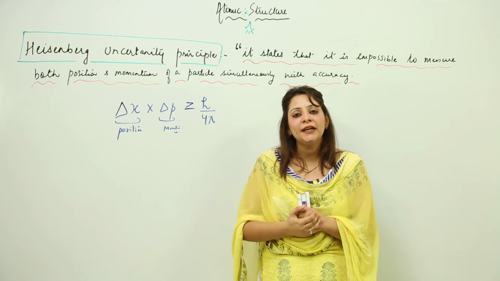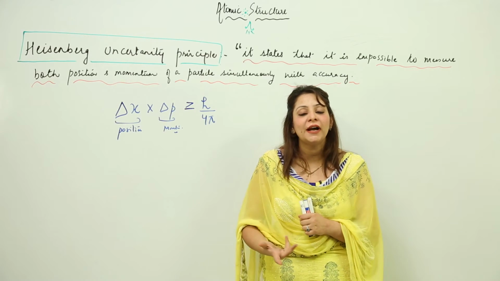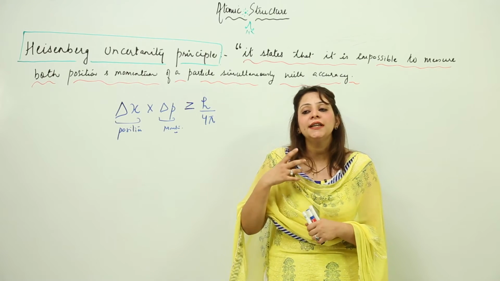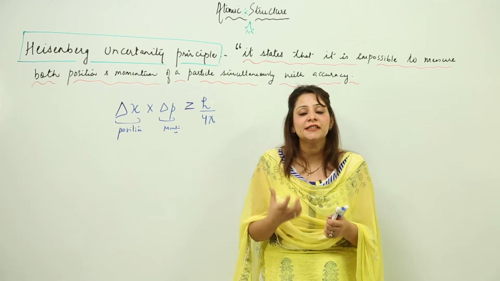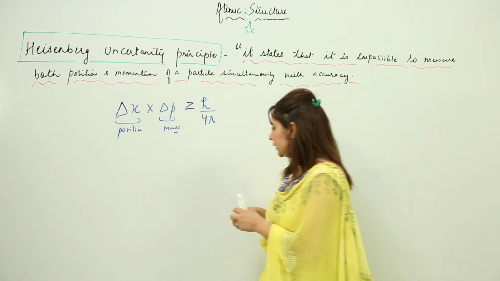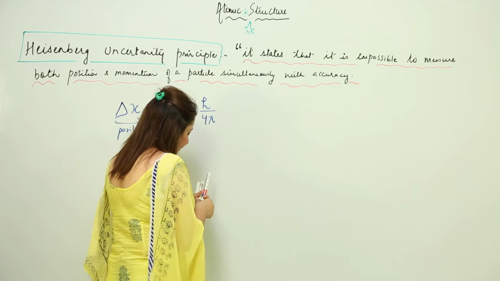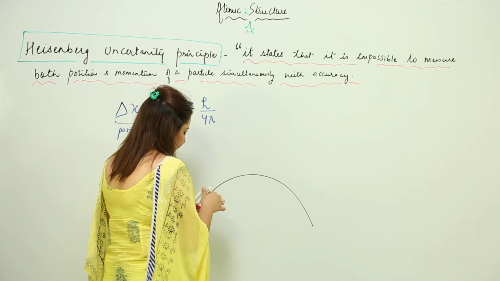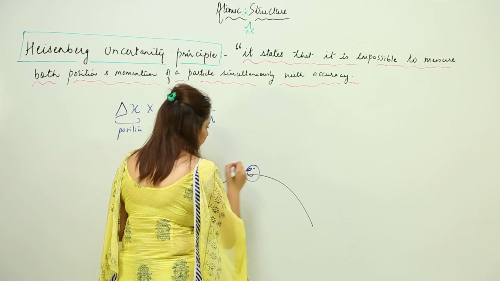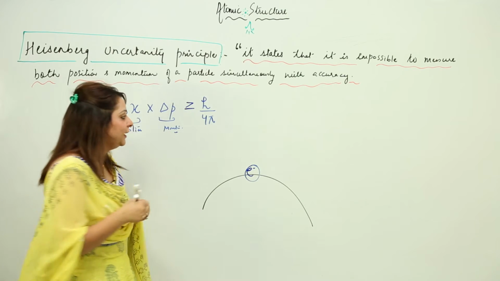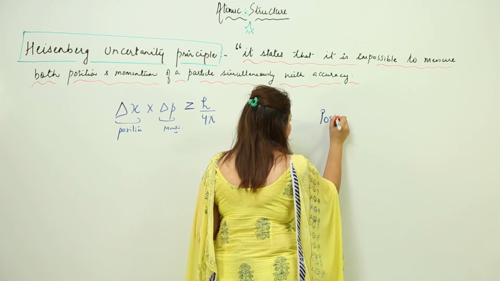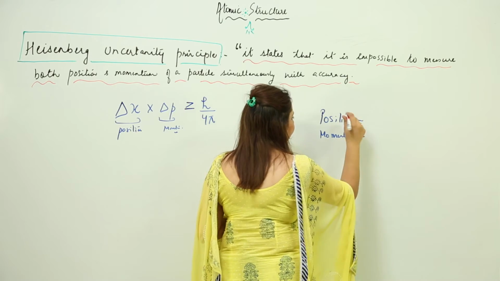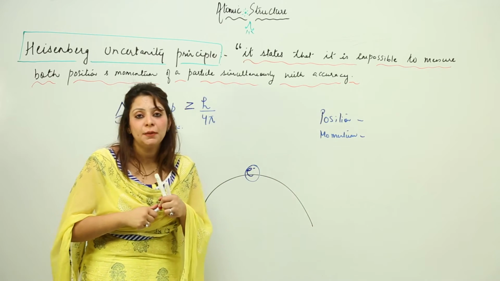Now the question must be striking in your mind: what is the reason that we are not able to find the position and momentum of the particle simultaneously? So let me show you how we are going to find it and what difficulties we are facing that keep us from getting the correct value. Let's say this is our orbit, and in this orbit our electron is here. We need to find the position and the momentum of the particle, and the calculation should be done simultaneously.